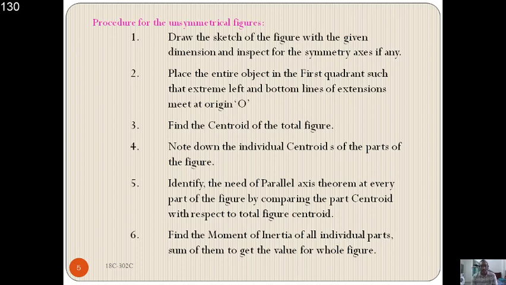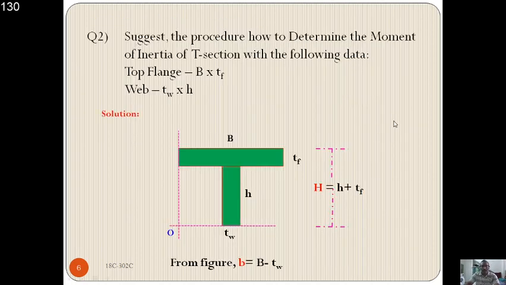After the individual parts are ascertained and the parallel axis procedure is employed, summarize all the values to get the moment of inertia of the unsymmetrical figure. Let's try to understand how it works. Suggest the procedure to determine the moment of inertia of a T section with the following data: the top flange is B by Tf and the web is Tw by h.